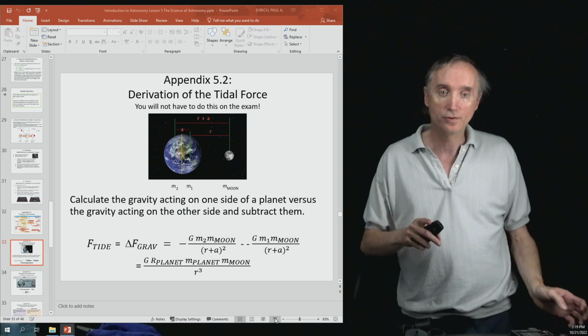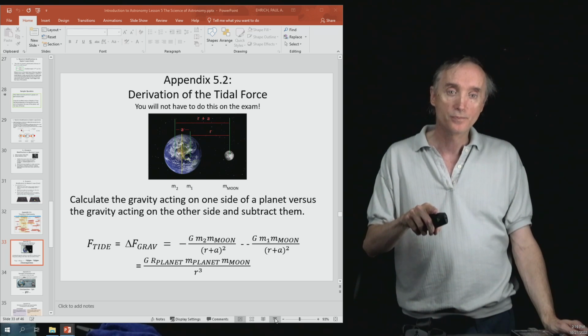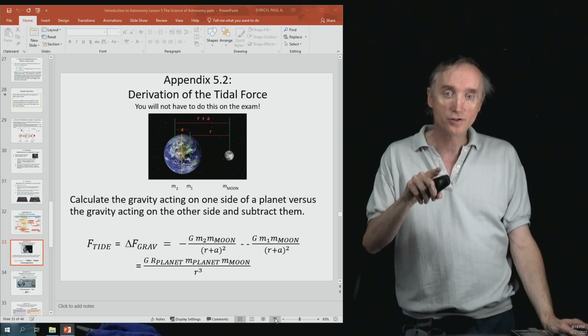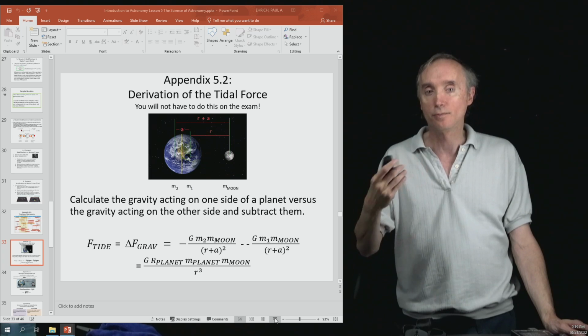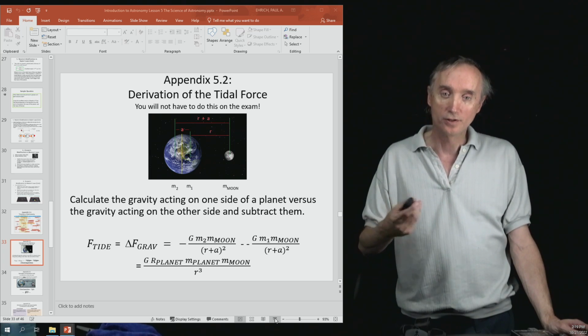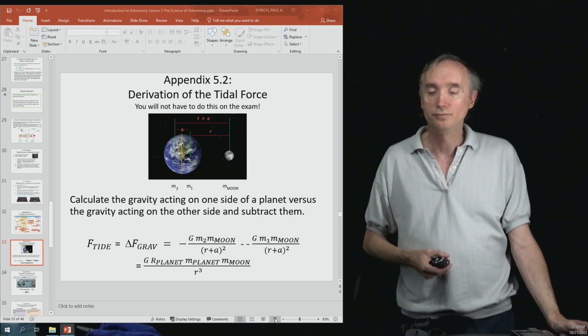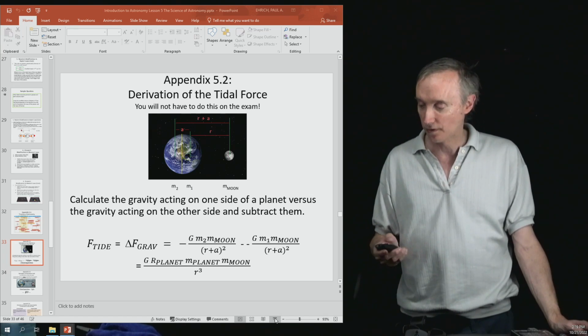Now you need to remember that A is going to be much smaller than what R is. So you need to make an approximation which, well, if you've taken algebra, you know what I'm talking about. But anyway, that's where that comes from.